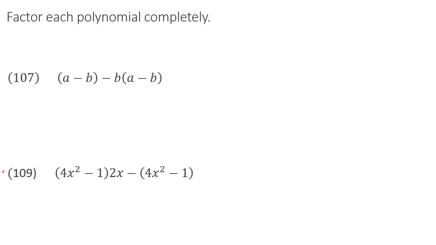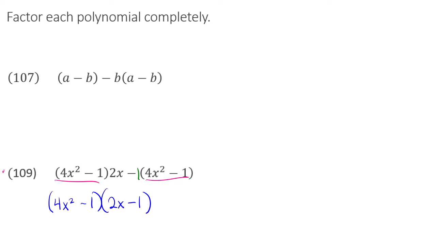All right, and finally I want to show you 109. So here's one where we have a common factor. It's kind of like grouping, but they're starting us out a step ahead. So we can factor this common factor out, and then our leftovers are 2x. Right, so I'm going to put a 2x back inside, and then an invisible 1 here, right? So a minus 1. So 2x minus 1. Okay, and then this is completely factored.